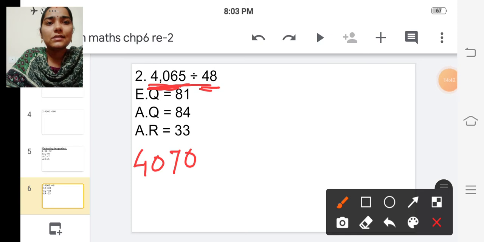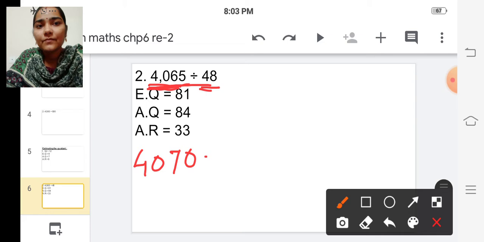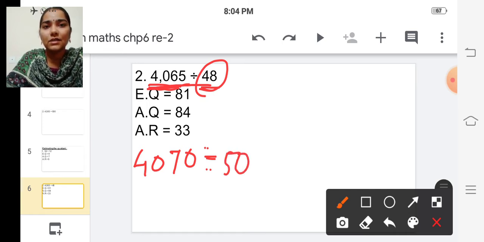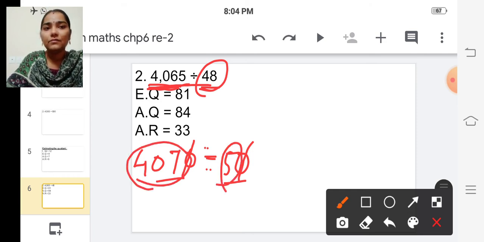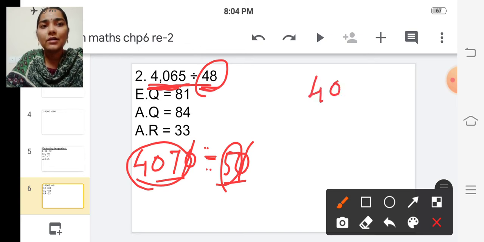So 4065 can be rounded off to 4070, divided by 48. 48 can be rounded off to 50 because it is greater than 45, isn't it? So it can be rounded off to 50. And these two, dividend and divisor, end with 0, so we can cancel the common number of zeros, and now we have to divide 407 divided by 5. Okay, so 407 divided by 5.